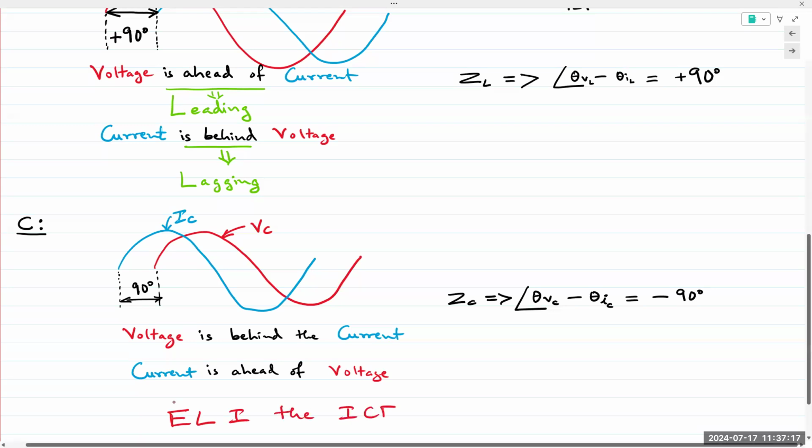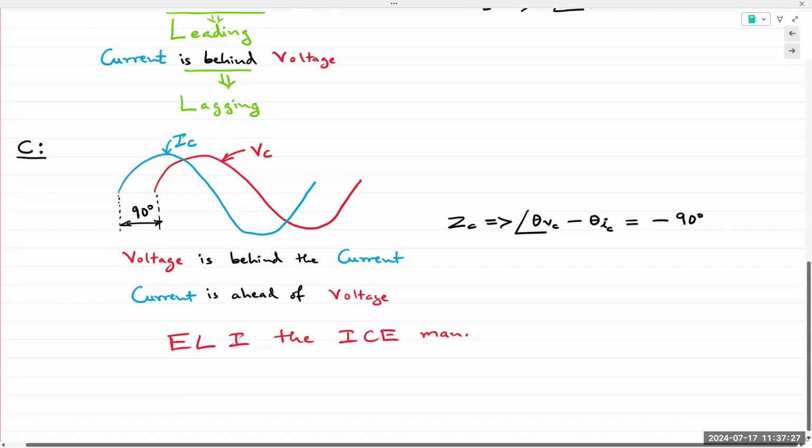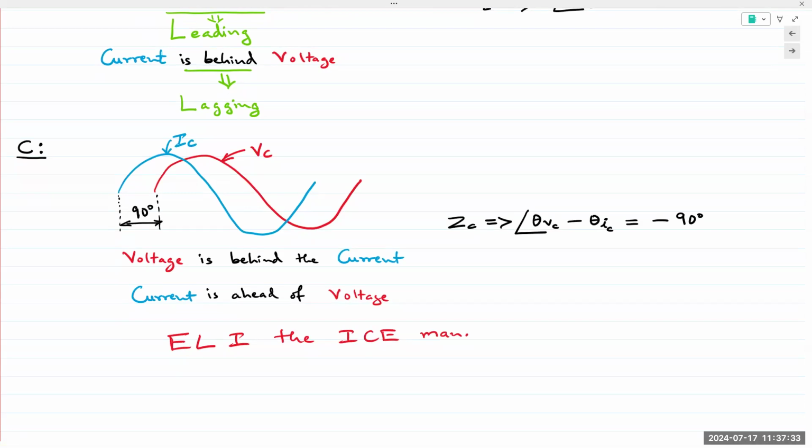Eli the Iceman. So named after Eli Manning, because he's got ice in his veins. Anyone know who Eli Manning is? Not really. This predates Eli Manning. It's from a long time ago.